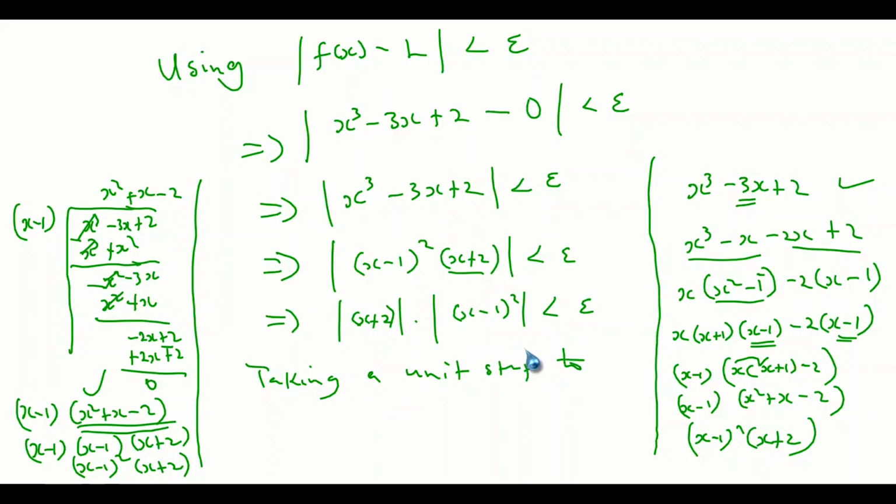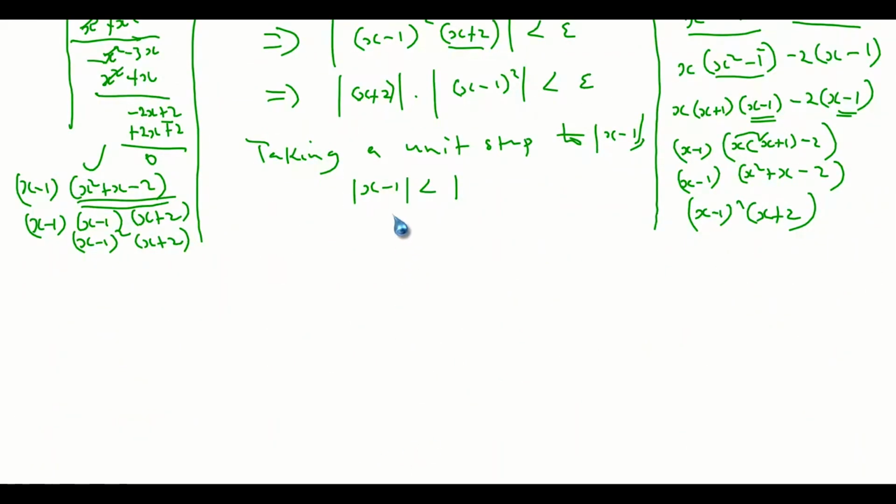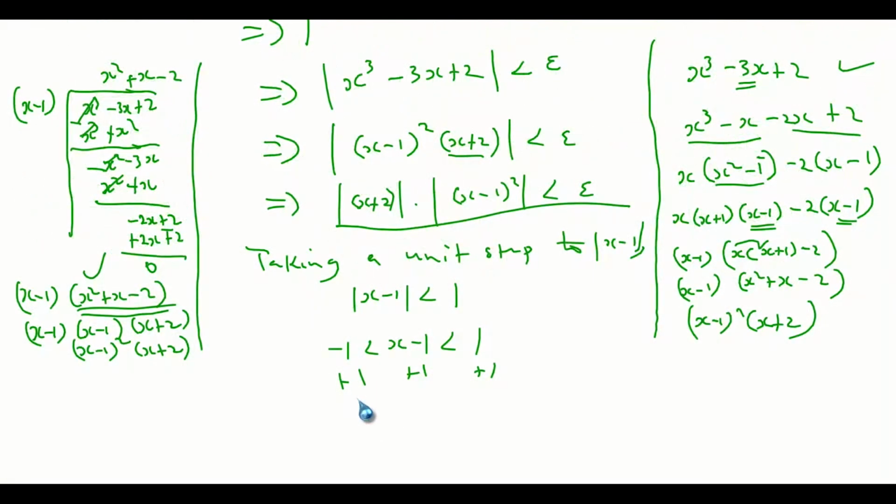to the modulus, the absolute value of x minus 1. That implies the absolute value of x minus 1 is less than 1. So that is the meaning. You can split this into minus 1 less than x minus 1, and x minus 1 less than 1. So add 1 here, add 1 here. I think you should understand it from here. If you add, this will be 0 less than x, and x less than 2.